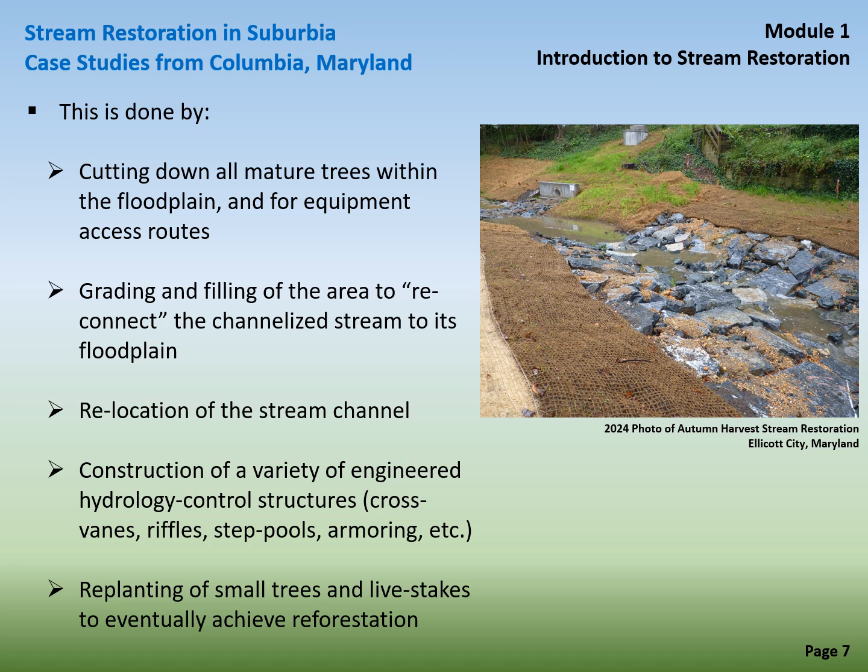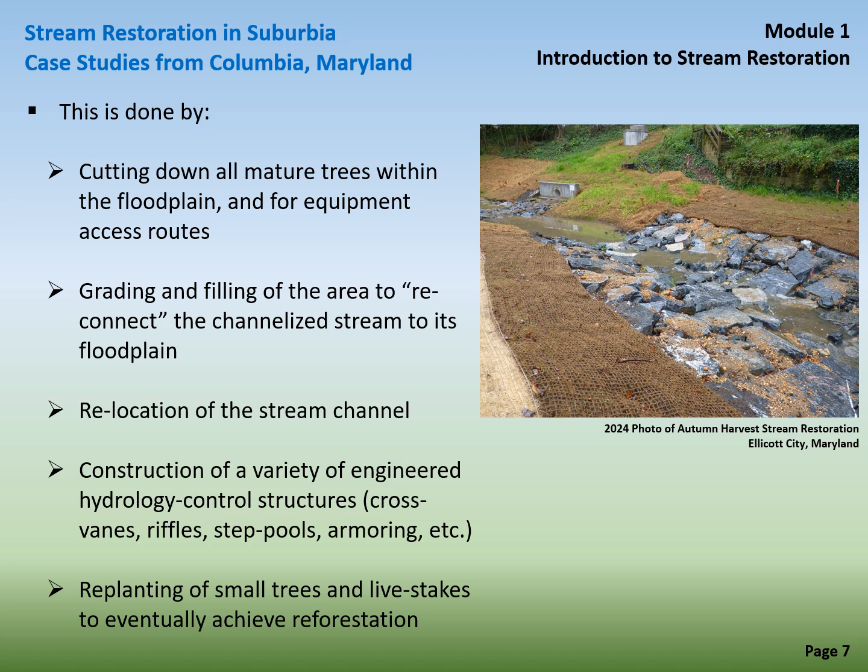Then in the floodplain, they'll grade and fill the area to make the elevation of the channelized stream match the floodplain, and this is called reconnection. Often they will relocate the stream channel horizontally within the floodplain, and then once they've put the stream where they want it to be, they'll try to keep it there.